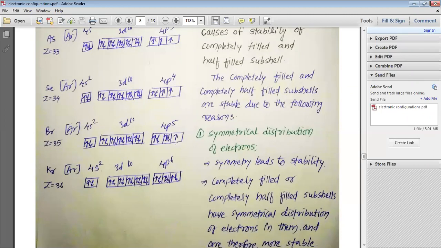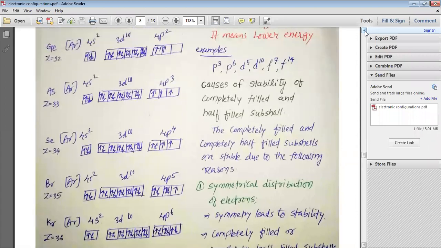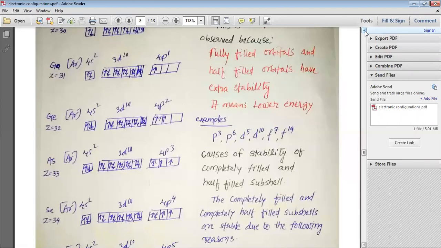Again you can see that in the 4p orbital, the second orbital has been paired, and in krypton, atomic number 36, all the orbitals have been completely filled. It is argon 4s2 3d10 4p6, and that is why krypton is again an inert gas. For writing the other electronic configurations, krypton would be considered as a core electronic configuration. So this is how, my dear students, you can write the electronic configuration for the other elements too.